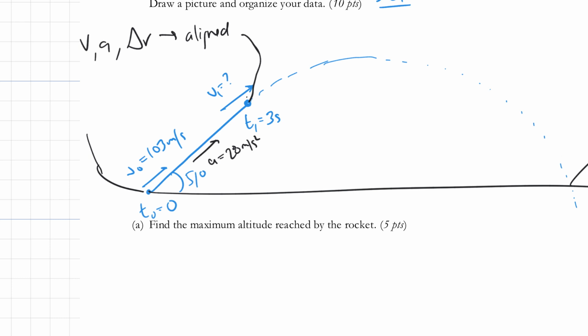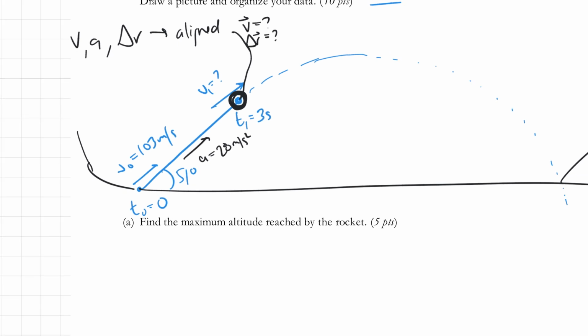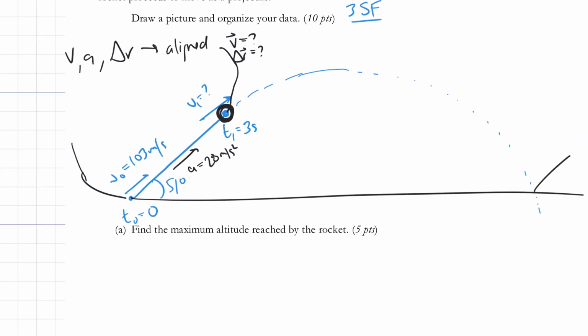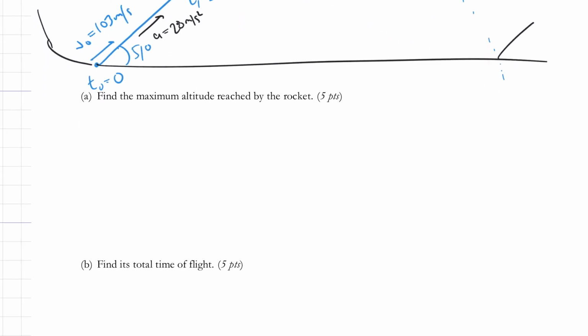So the key here is what we need to know is everything we can about this point right here, because that sets up the projectile motion problem. So at that point, I'm going to want to know velocity, and I'm going to want to know position. That's what I'm going to need for that particular spot. Once I have that, then this is no different than any other projectile motion problem. So I'm going to go ahead and do those things.